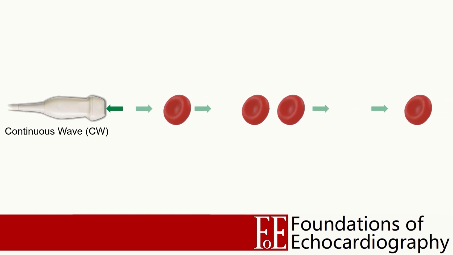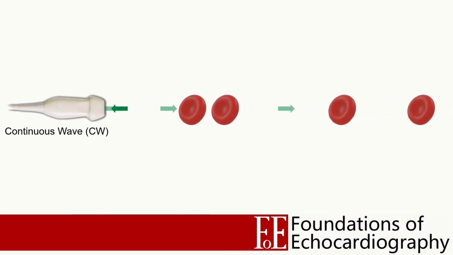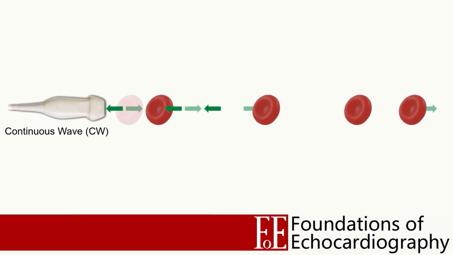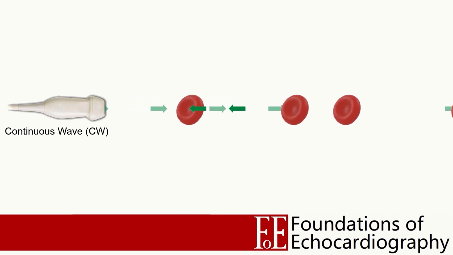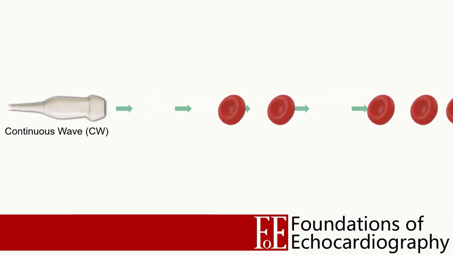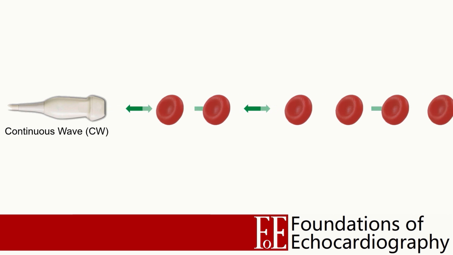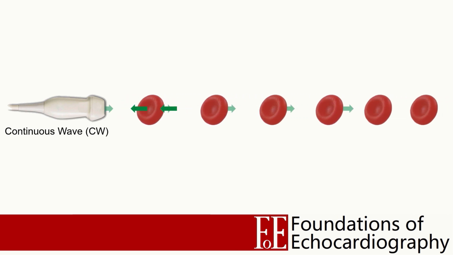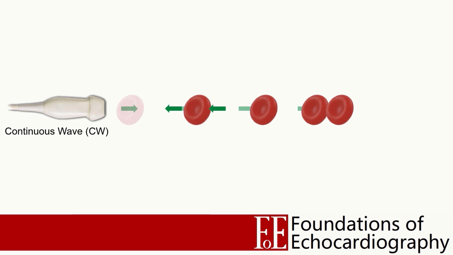The ultrasound software is unable to differentiate between these two possibilities. Therefore, when using continuous wave Doppler, we can estimate the velocities of many different structures along the path of the ultrasound beam, but we don't know exactly where in the heart those reflected waves are coming from.